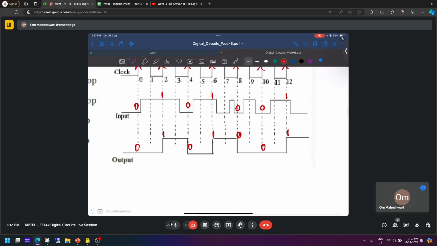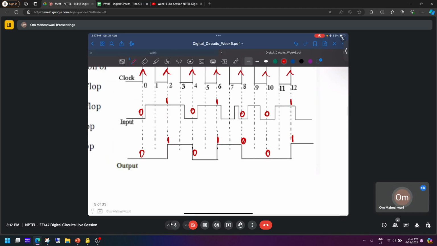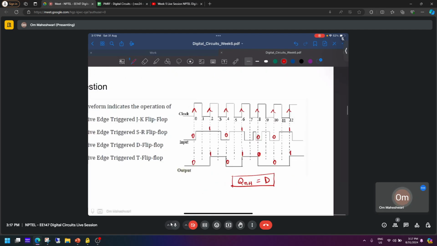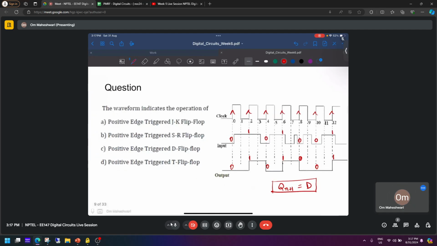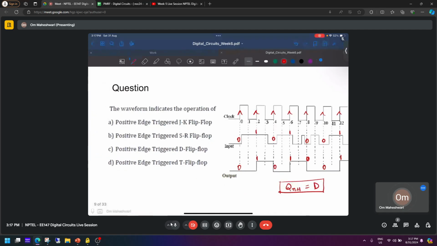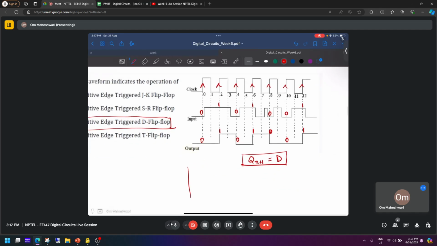So if you see, in all the positive edges of the clock, input is equal to output, and this is a characteristic of, if you remember, D flip-flop. In D flip-flop, the output is same as input. So this timing diagram is for a positive edge triggered D flip-flop, where Qn plus 1 equals D.